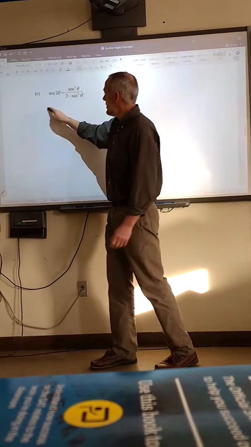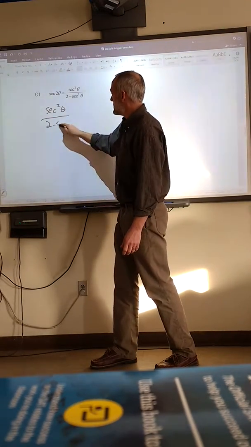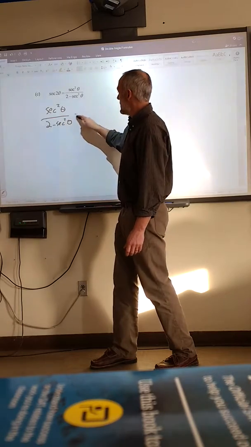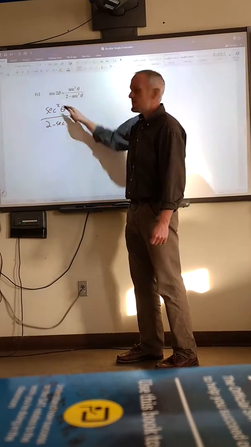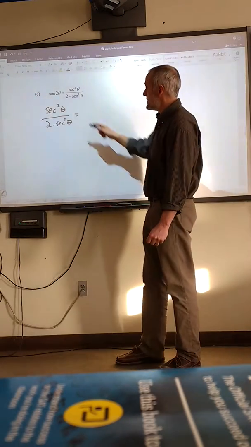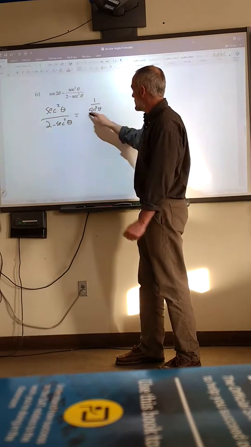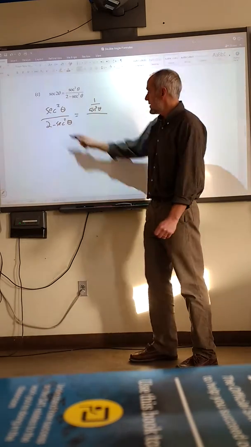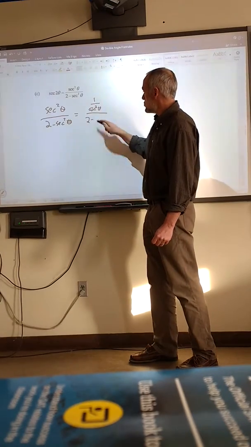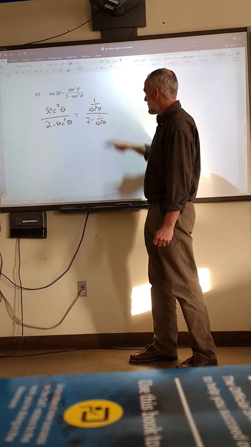So start on the right. Secant squared theta over 2 minus secant squared theta. Now I'm going to get out of secants and get into cosines and sines because I'm more familiar with cosines and sines. So secant squared is the reciprocal of cosine squared, so that's 1 over cosine squared. And similarly, this down here is 2 minus 1 over cosine squared theta.